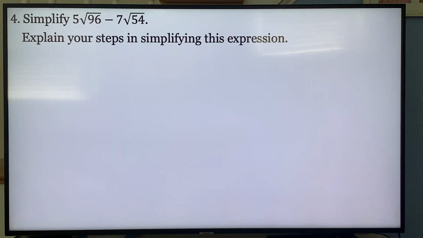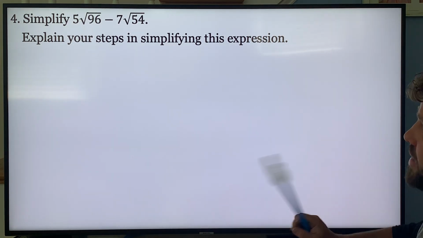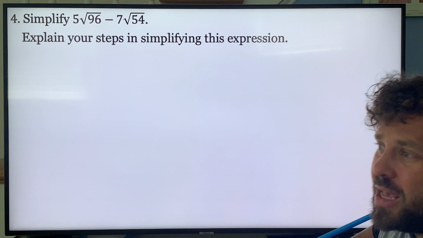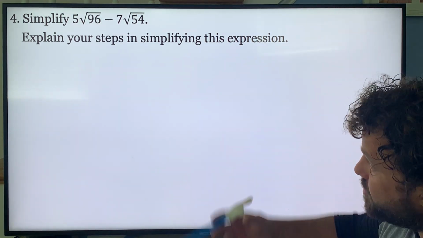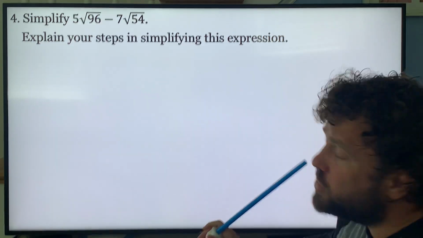All right, let's go, number 4. Simplify. Explain your steps in simplifying this equation. Explain your steps just pretty much means show all your work. You ready to go? First thing you want to do is reduce that radical.